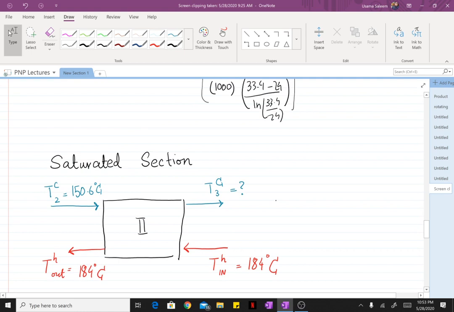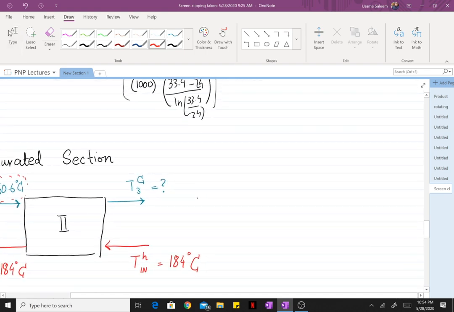Alright, so let's see what we know about our saturated section. Using the energy balance on the subcooled section, as we did in the previous video, we were able to find the temperature that was coming in to the saturated section for our process stream. And right now we don't know at what temperature this process stream is going to exit the saturated section.